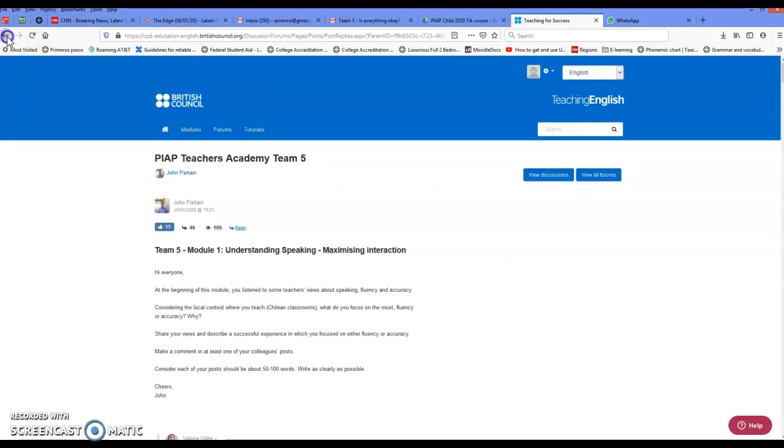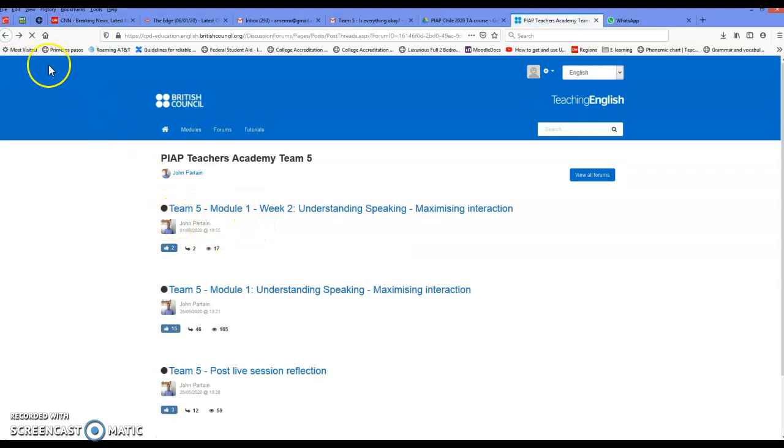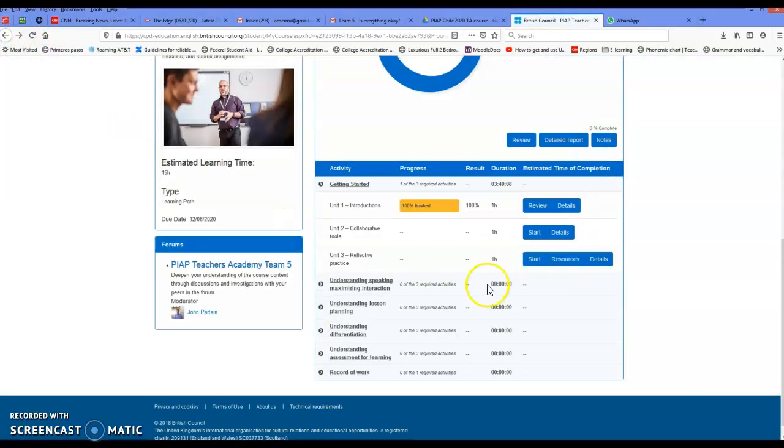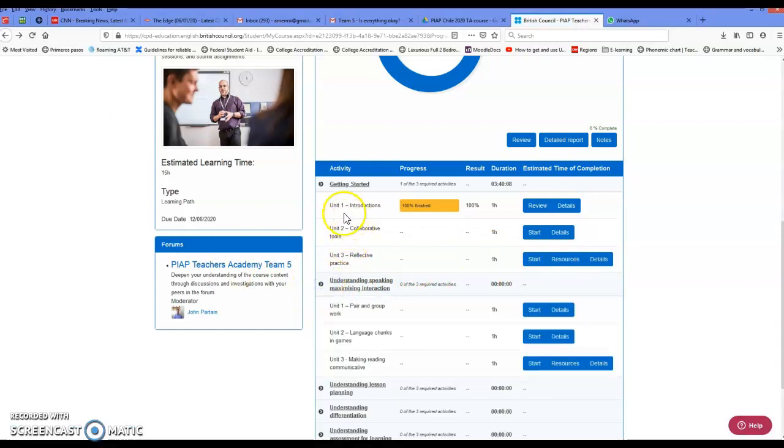Okay, so you simply go back on your browser, and then that takes you right back to where you were. Okay, so once again, these are our module. These are the units that you need to complete, and this is our forum area.